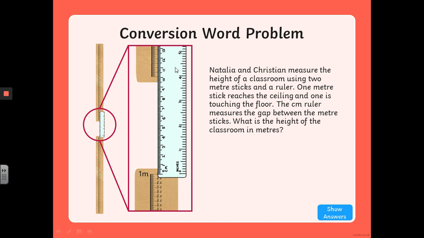So height of a classroom using 2 meter sticks and a ruler. 2 meter sticks are there. This is 1 meter, this is 1 meter, 2 meters. And this one is 9.5 centimeters. So if you add them up and then change the centimeters into meters, then what will be the total height of the classroom? So this is 1 meter, this is 1 meter, so 2 meters are there. The gap is 9.5 centimeters. Change that into meters, add all of them up, and you will be ready with your answer.